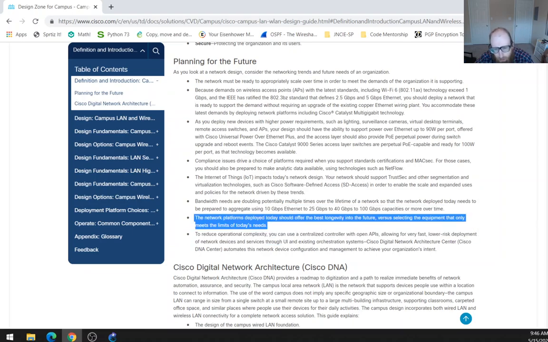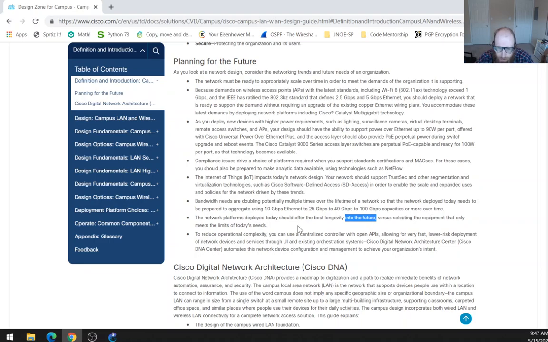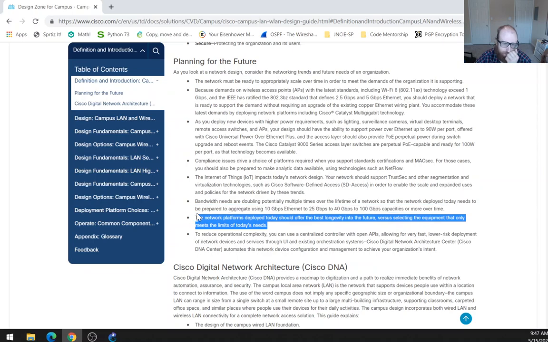The network platforms deployed today should offer the best longevity into the future versus selecting the equipment that only meets the limits of today's need. See, I don't know if I agree with that though. There's got to be a trade-off, because if you buy a future-proof device, yeah, you don't have to swap it. Yeah, it can seamlessly work going forward, but at the same time, how much more is that going to cost?